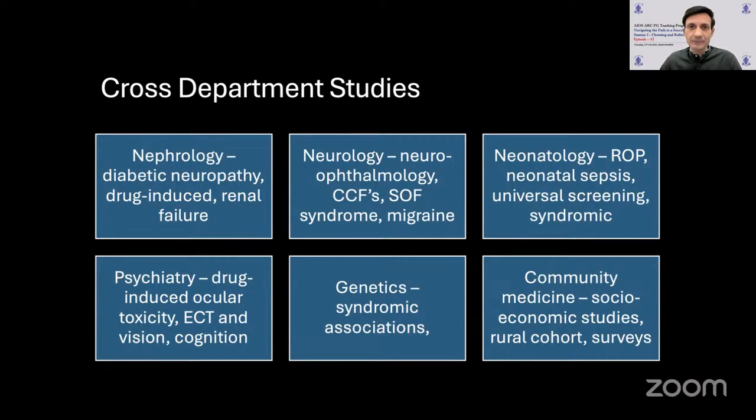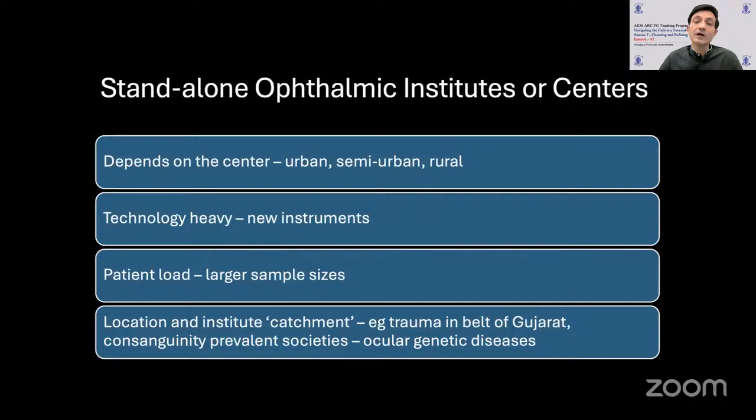Here are some examples of cross-department studies. So if you have nephrology, you can look at diabetic retinopathy, neuropathy, or nephropathy, and drug-induced renal failure. In neurology, you can do a lot of neuro-ophthalmic work, CCF, superior orbital fissure syndrome, migraine, and so on. In neonatology, of course, there's a whole lot of stuff, including ROP, psychiatry, genetics, community medicine. These are topics and departments that we don't often explore, but here's a big area of pending work, which you cannot see happening in probably other institutes.